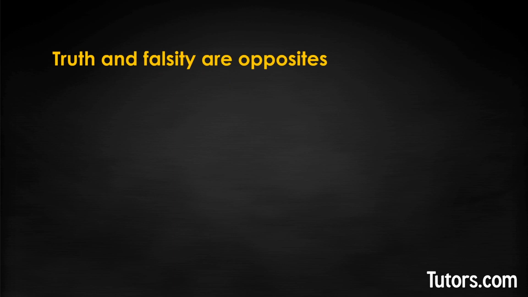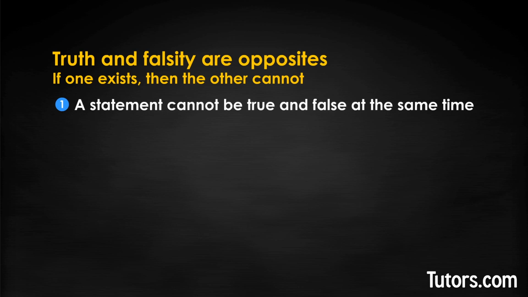Truth and falsity are opposites. If one exists, then the other cannot. This is a basic rule of logic, and proof by contradiction depends upon it. Truth and falsity are mutually exclusive, so that a statement cannot be true and false at the same time.